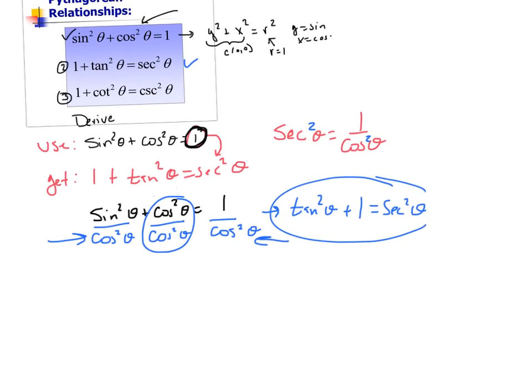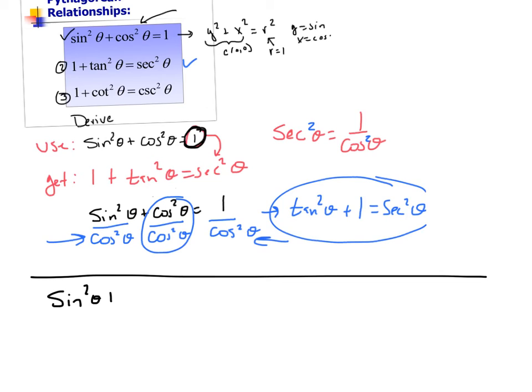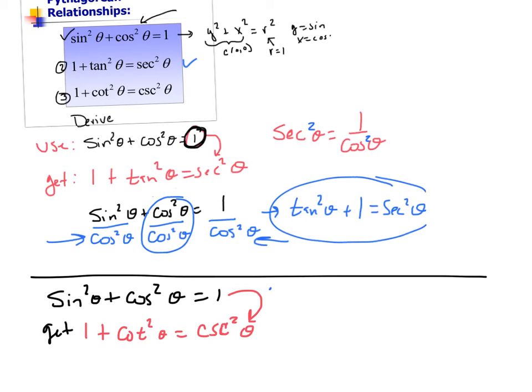So, on to the next one. We want to use our sine squared identity to get 1 plus cotangent squared theta equal to cosecant squared theta. How do we go from here to here? We would divide by sine squared, because 1 over sine is the same as cosecant.